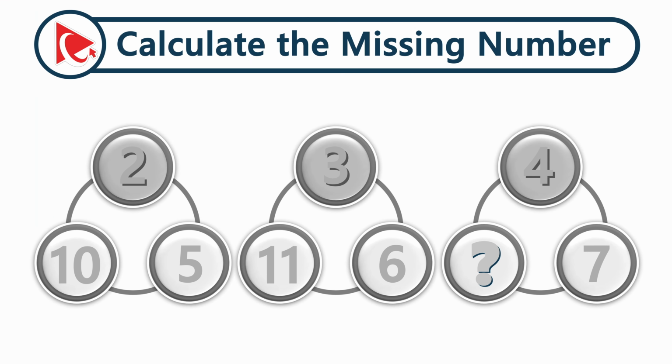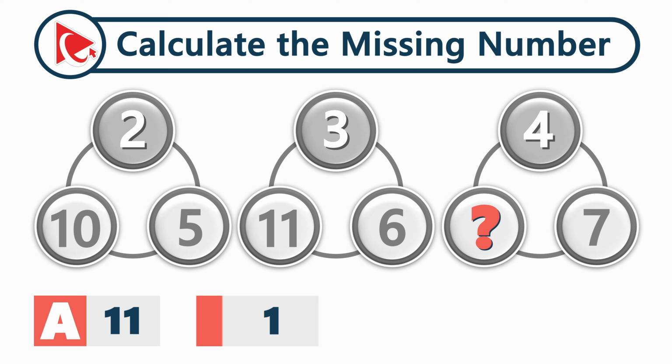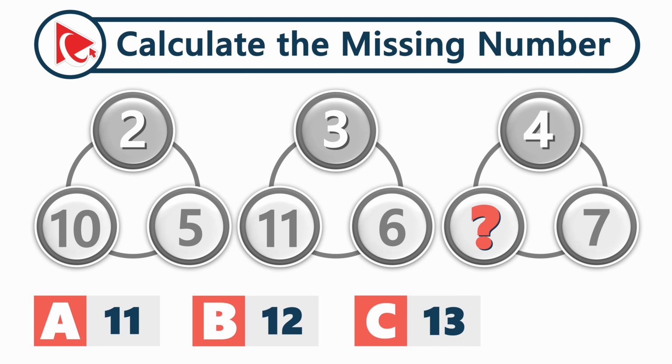The first shape has numbers 2, 5, and 10. The second shape has numbers 3, 6, and 11. And then the third shape has numbers 4, 7, and then comes the missing number, which you need to calculate and select out of 4 possible choices. Choice A, 11, choice B, 12, choice C, 13, and last but not least, choice D, 14.